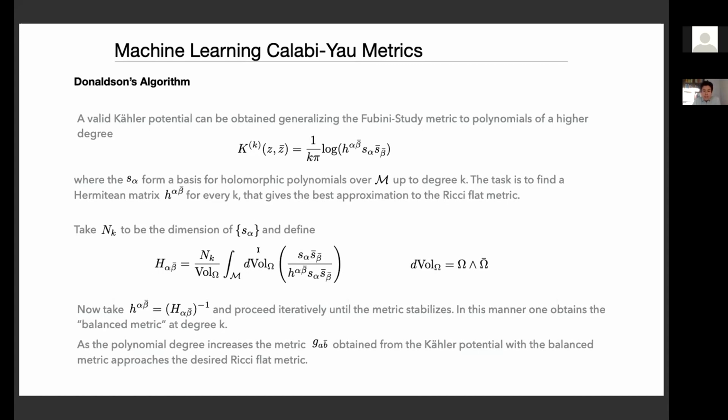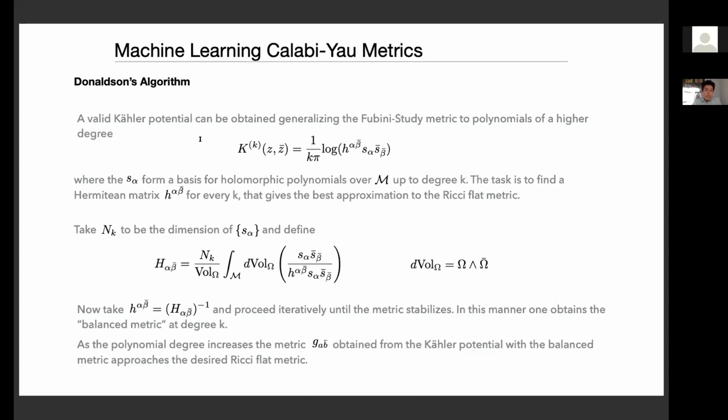And then you can do this iteratively. This metric H alpha beta is Hermitian, so you could start, for instance, with the identity, do this at step 1 and obtain this H alpha beta here. Then for the second step, you take the inverse of this H alpha beta that you obtain here, and you go on until the metric stabilizes. This is known as the balanced metric at degree k. As you increase the degree of the polynomials, you're approaching the desired Kaehler potential for the Ricci flat metric that you're looking for.